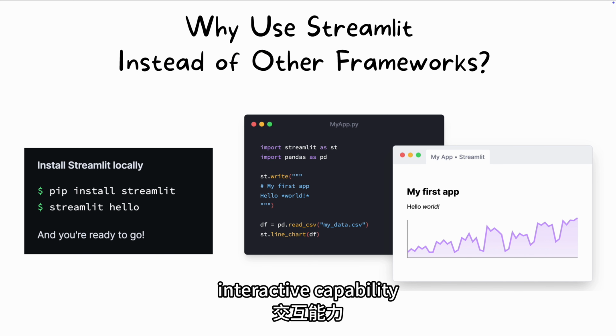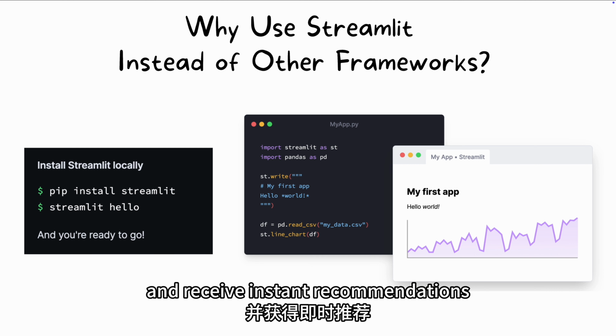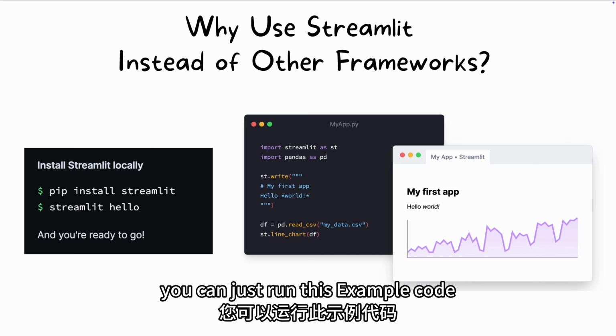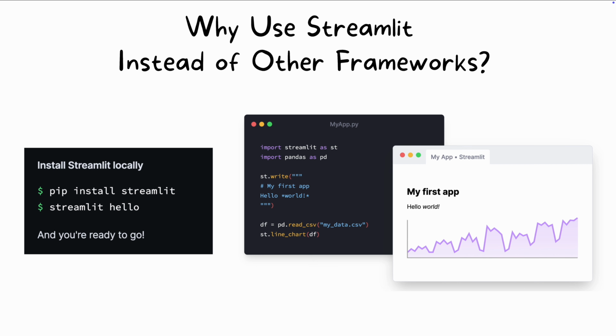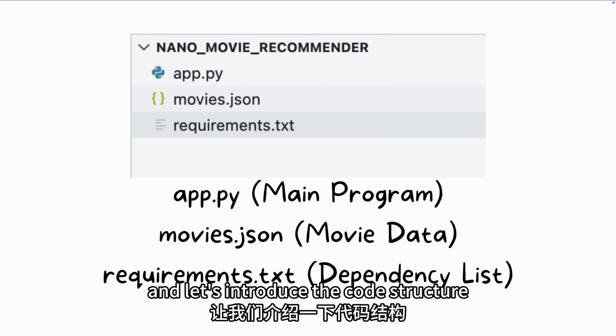Interactive capability enables users to select preferences and receive instant recommendations. And here is some code as an example for Streamlit. You can just run this easy code and it will display a simple web page like this. And let's introduce the code structure.